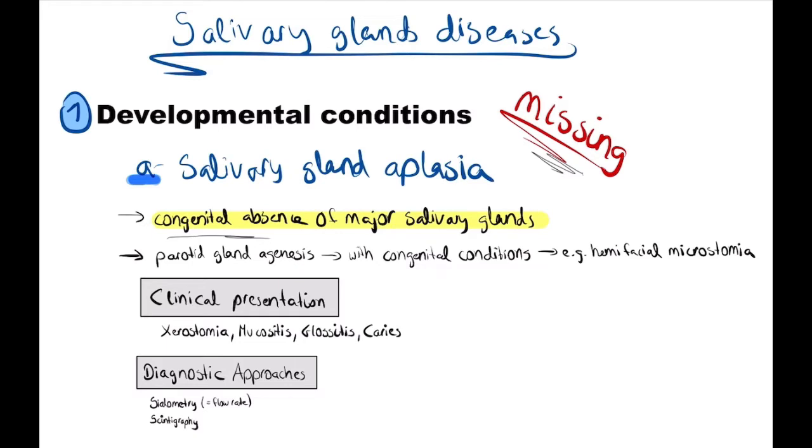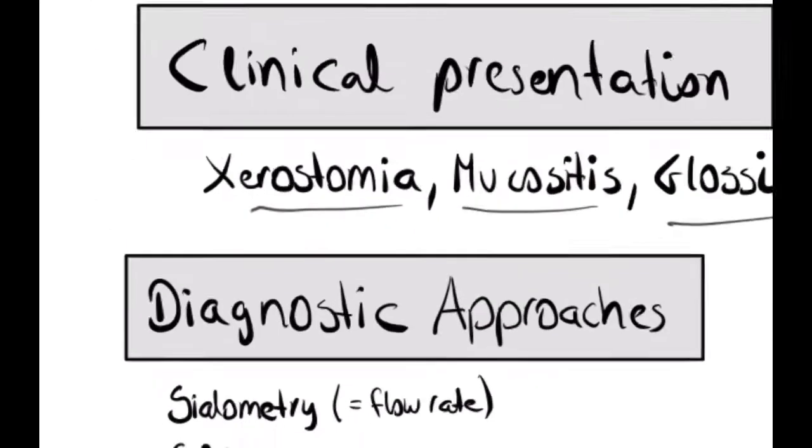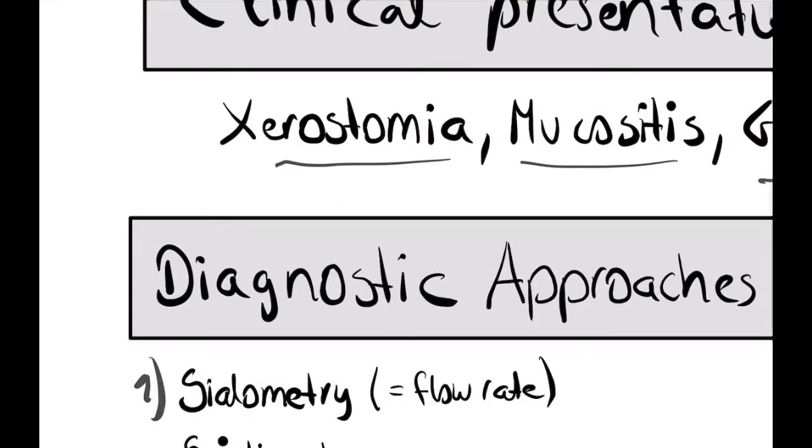If we have a parotid gland agenesis, it is sometimes associated with hemifacial microsomia. We can see it as a clinical appearance. The clinical presentation of a missing salivary gland is, of course, xerostomia, mucositis, glossitis, and caries. The diagnostic approaches are sialometry, that means we measure the flow rate of the saliva, and scintigraphy. Then we do an X-ray of it.